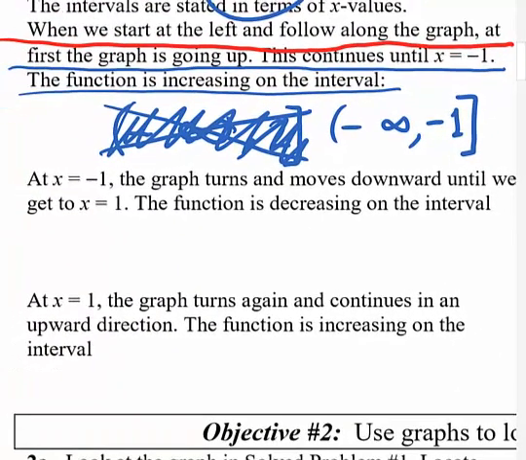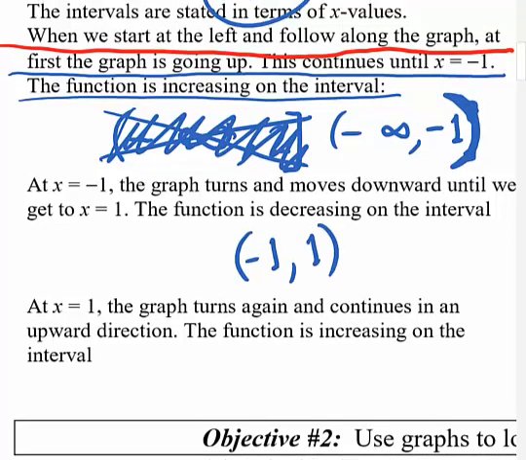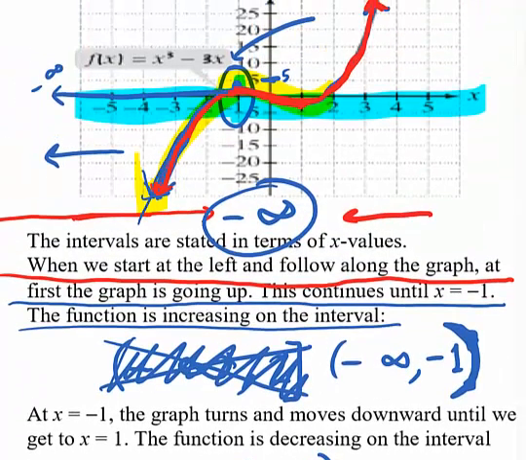And then it says, okay, but then at x equals -1, the graph turns and moves downward until we get to x equals 1. The function is decreasing. Oh, shoot. Parentheses here on the interval -1 to 1. So it's only decreasing for a little while. If it gets to this high point and then it starts going downward up until there.